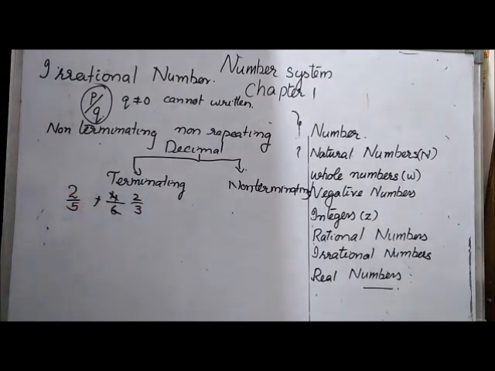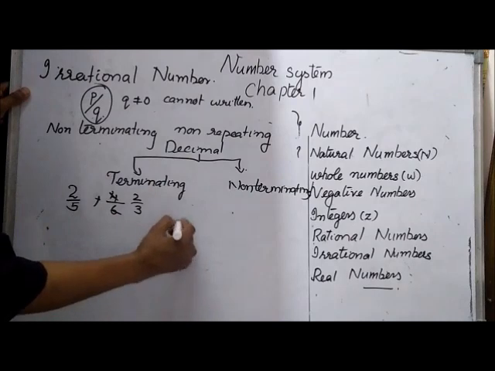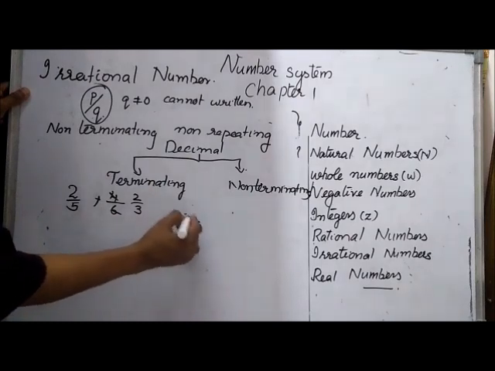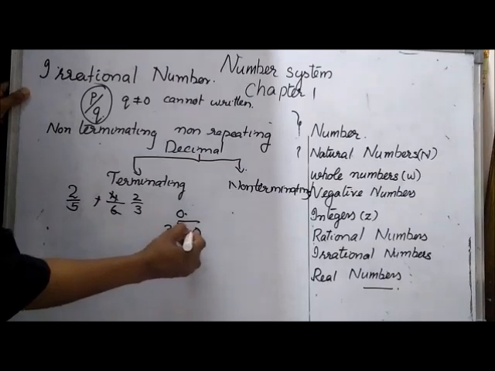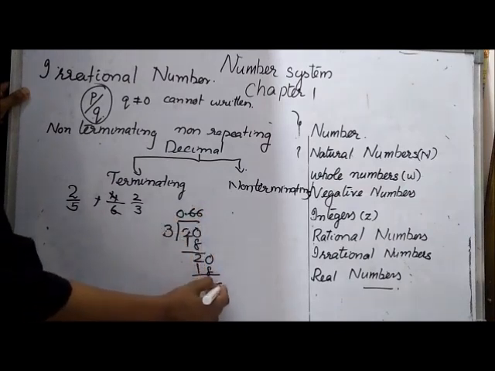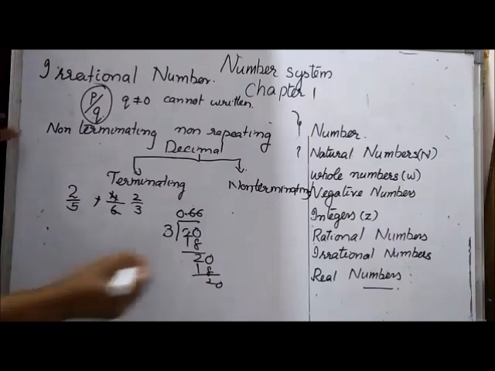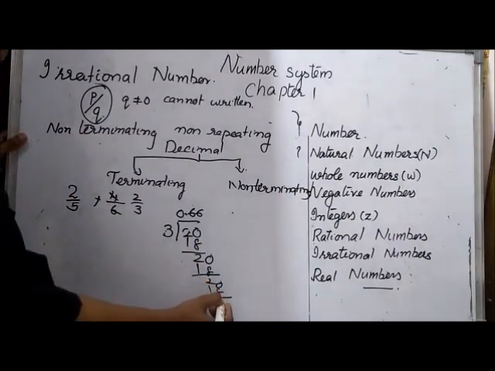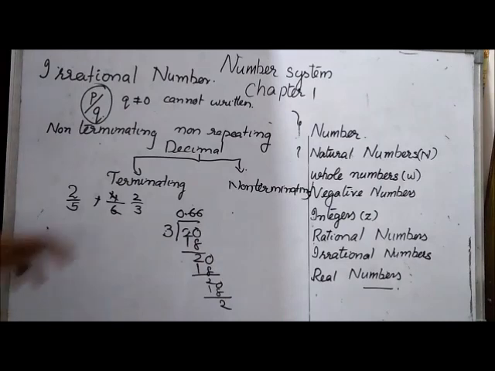Now look, 2 by 3. If 2 is divided by 3, it is 0.66, 3 sixes are 18, then 2, 20, again 6, 3 sixes are 18, again. That means the remainder is continuously going on. It will never stop. Those numbers are known as non-terminating numbers. After some time the remainder goes on, it will not end.